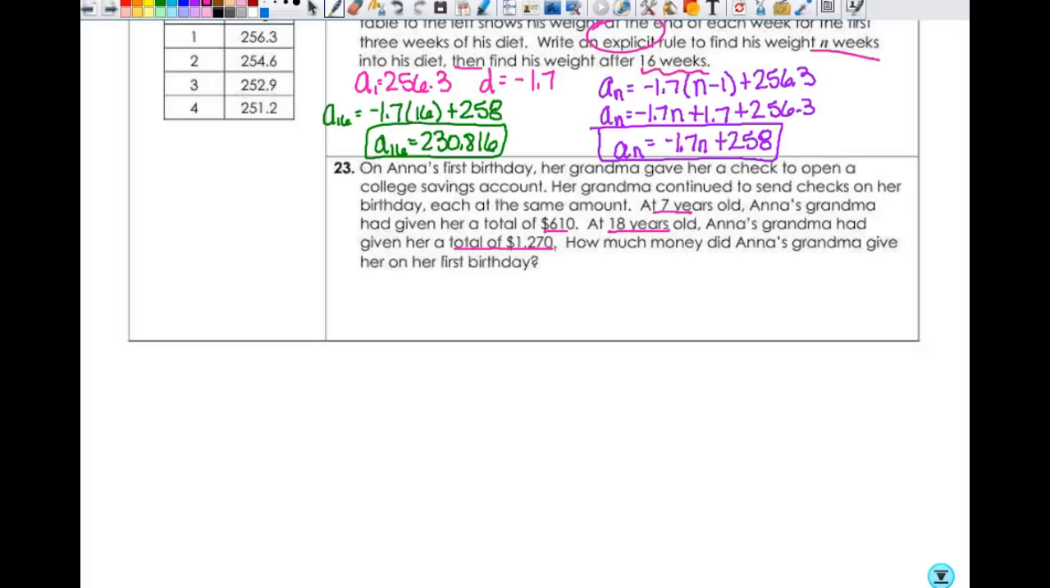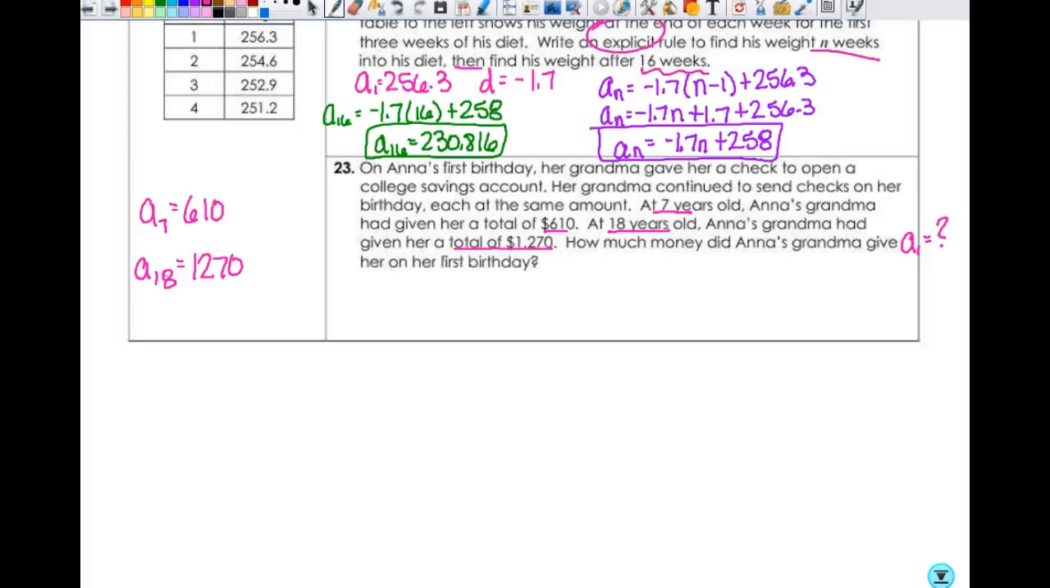So what I'm looking for really is A1. Here's what I know. I know that A7 is 610, and I know that A18 is 1270. So I want you to think, how many terms would this be between there? If I'm going to go from 7 to 18, and I wanted to list out all those terms, which I'm not going to, but if I did, I want you to think about how many terms that would be. Do you think it would be 11 terms?